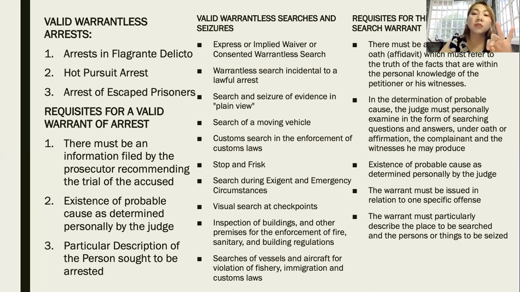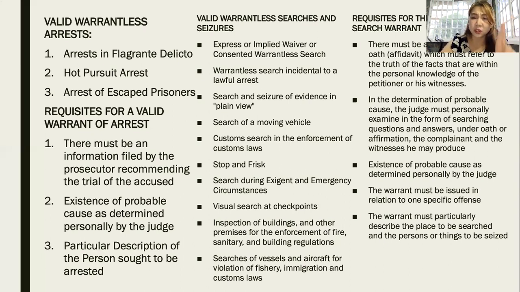In the determination of probable cause, the judge must personally examine, in the form of searching questions and answers under oath or affirmation, the complainant and the witnesses he may produce, on the existence of probable cause as determined personally by the judge. The warrant must be issued in relation to one specific offense, and the warrant must particularly describe the place to be searched and the persons or things to be seized.